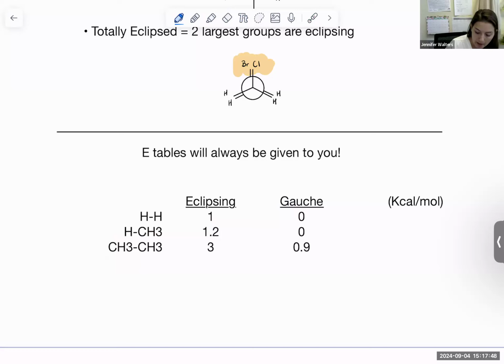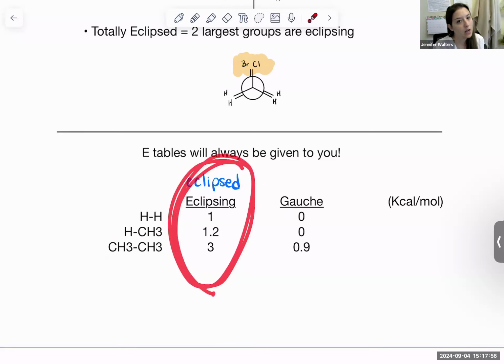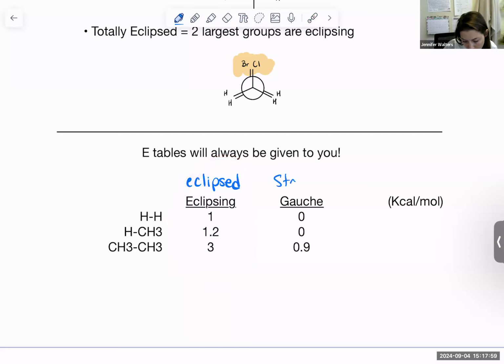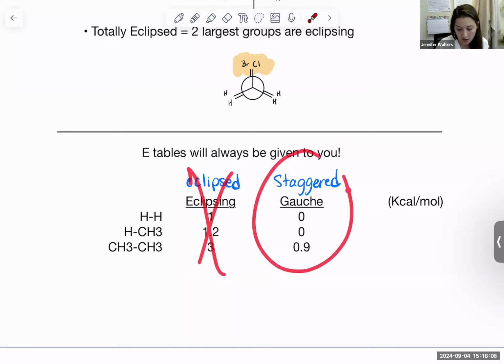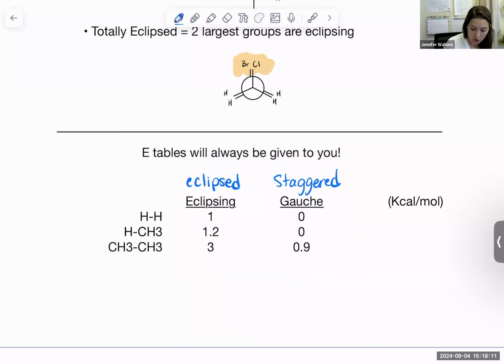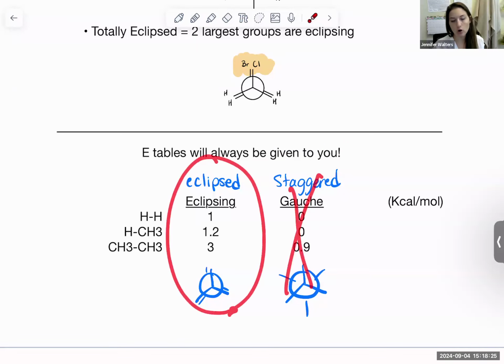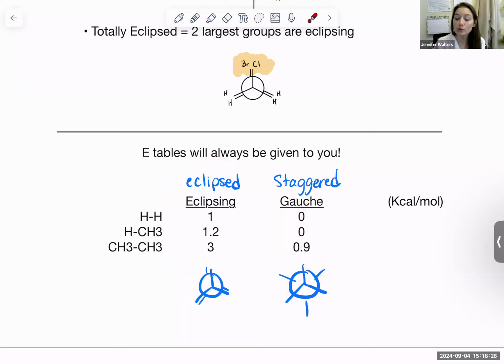It's important to also note that if you are in the eclipsed conformation, you only care about the eclipsing column. If you are in the staggered conformation, then you only care about the gauche column. You do not need both columns. You would just pick whichever column is relevant to you. So you would pick this column if you see that you are eclipsed. You would pick this column if you see that you are staggered. And then you would just ignore the other one depending on whatever conformation you're in.